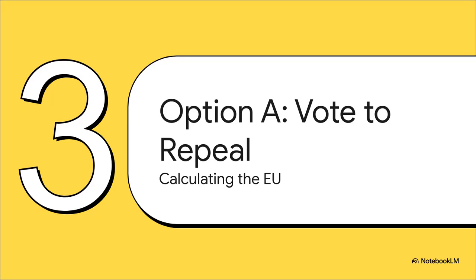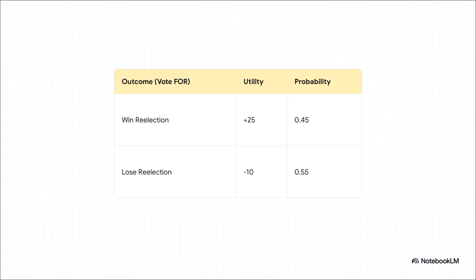All right, time to crunch some numbers. Let's start with option A, voting for the repeal. This is the choice that lines up with his personal beliefs. So looking at the numbers for this option, we've got that big plus 25 value for a win, which has a 45% chance of happening. Now here's a really important point. We also need the probability of losing, and that's easy, right? It's just 100% minus that 45% chance of winning, which gives us a 55% chance of losing his seat.